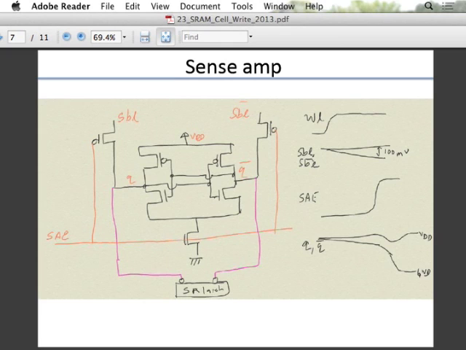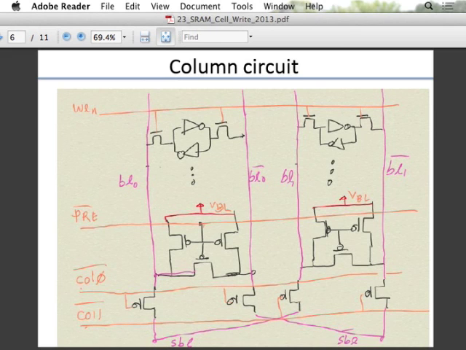Q and Q bar will be at what value? It will be at SBL, SBL bar, which are pre-charged to VDD. Exactly. Now you can in addition put pre-charge transistors here, but it depends on the detailed structure how you do it. Essentially they start off with VDD. So this is not the memory cell. This is in addition to the memory cell. Exactly. This is there below in the column out here.